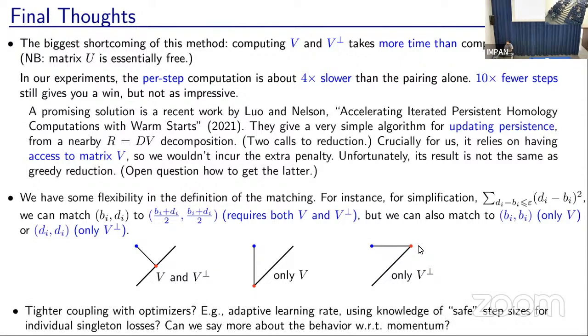And the final remark, and I think the most interesting open question, is how to couple this tighter with the optimizers, because when you do optimization, there are all these things that you have to worry about and play with, like figuring out the learning rates, figuring out how to take the right step sizes. But here from the critical set, you get a lot of information.